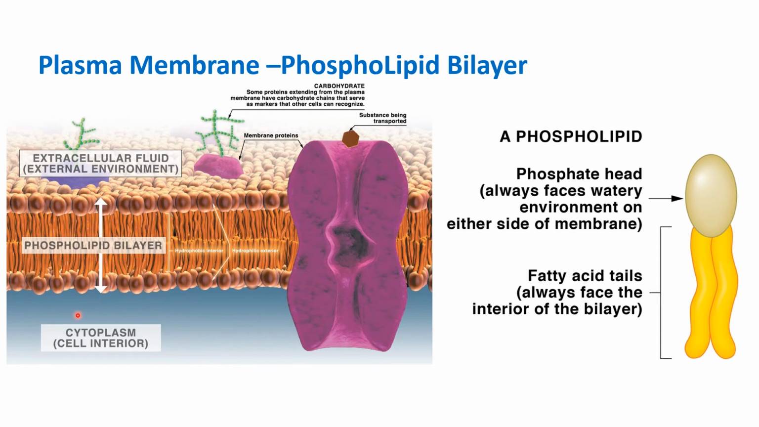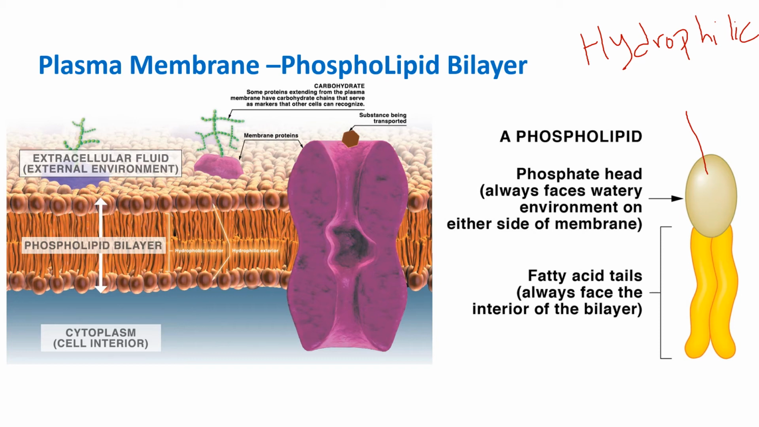Inside the cell there is fluid, and outside the cell there is also fluid. So those phosphate heads are known to be hydrophilic. Hydro meaning water, philic meaning loving. So those phosphate heads, they can tolerate water, and so we refer to them as hydrophilic.